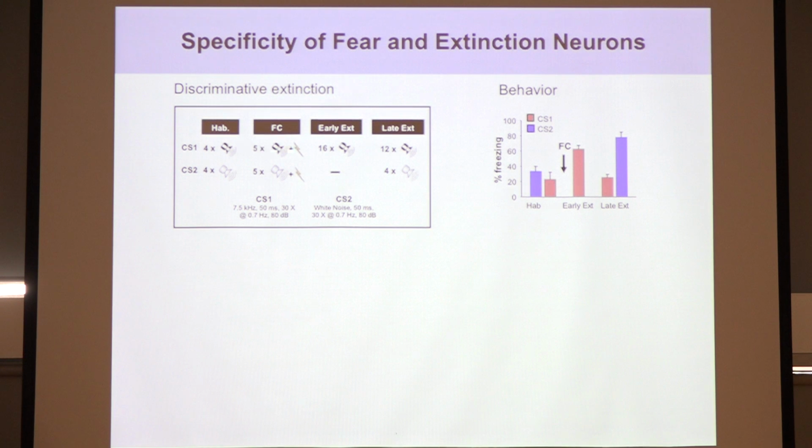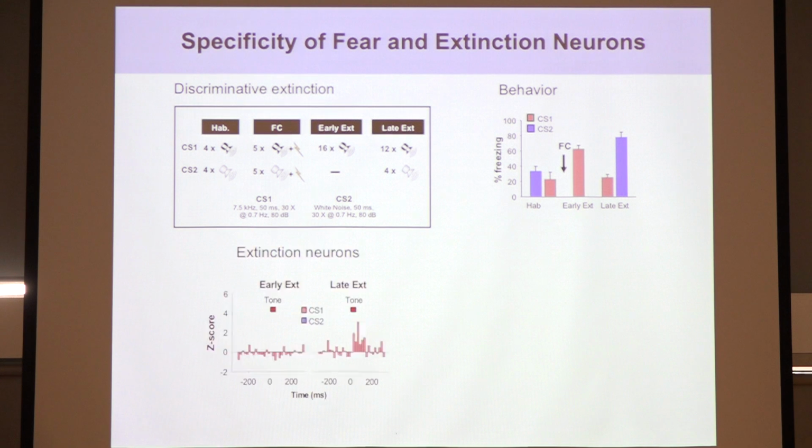So we extinguished the first one, and we simply presented the second tone at the end of the extinction. This is what is depicted here. You have the habituation, the fear response to the CS1 that we extinguished, and the fear response to the CS2 that was not extinguished. And of course, we recorded fear and extinction neurons with this paradigm. So what about extinction neurons?